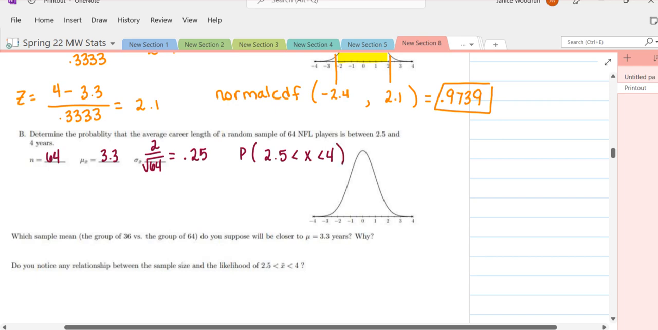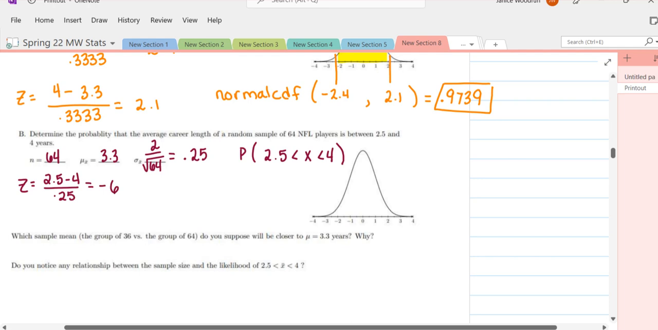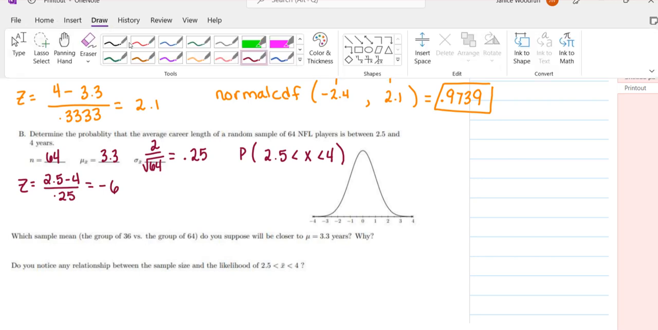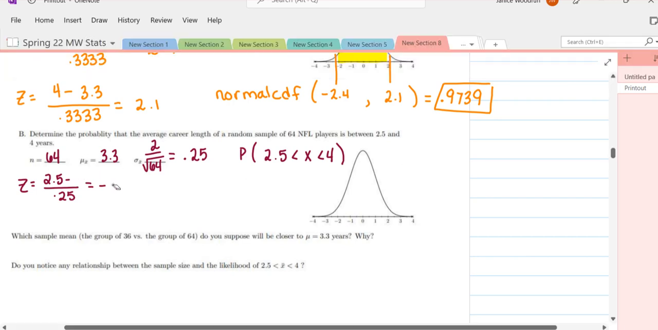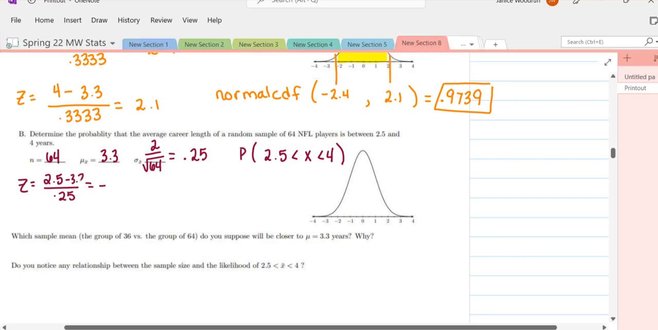Okay, so z-score for 2.5, 2.5 minus 4 over 0.25. That'll give us a z of negative 6. Unless I did that wrong. I did. I put 4. Sorry. It's 3.3. See, I get that really large z-score, and there might be something wrong, so keep that in mind when you're doing these. Negative 3.2, that's better.